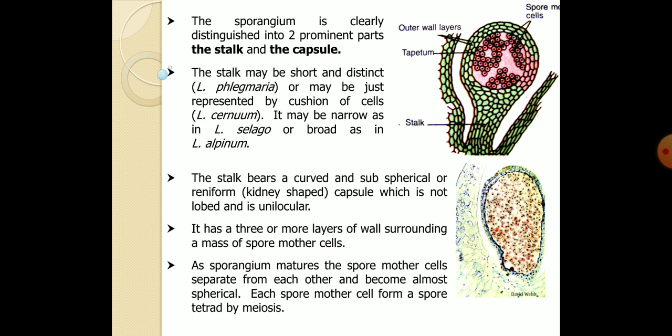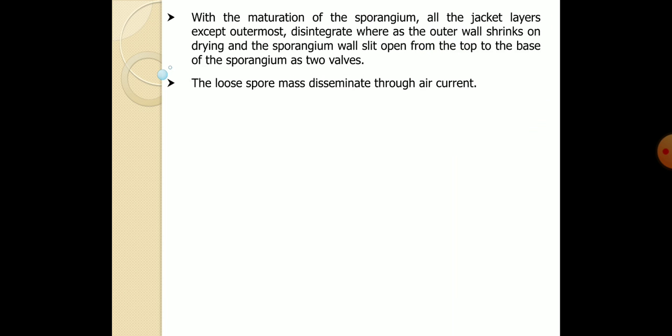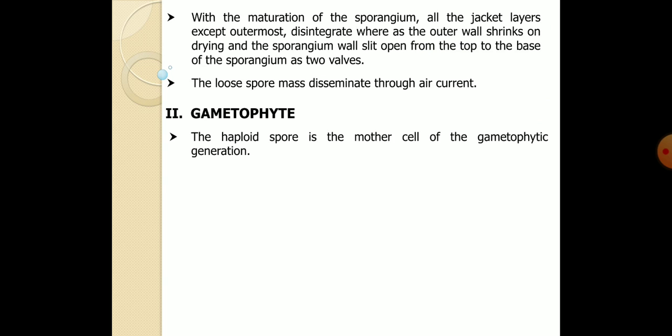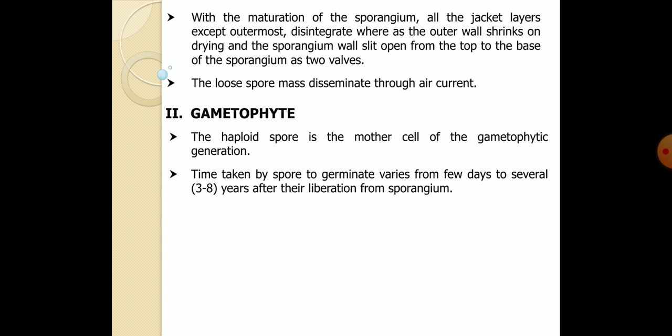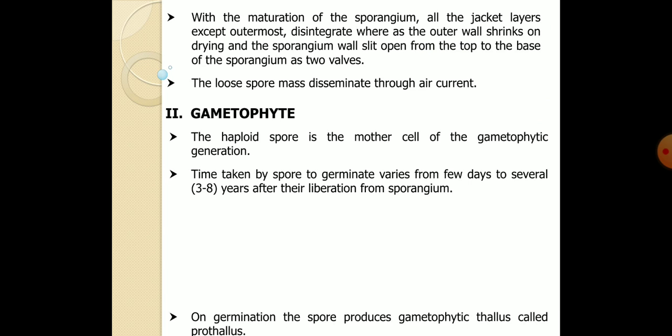When the sporangium matures, the spore cells separate out and each becomes spherical. At maturation of the sporangium, all jacket layers except the outermost layer disintegrate, whereas the other outer walls shrink on the drying of the sporangium, releasing spores to the air current. That means they will be spread through the air. Coming to the gametophyte, they are haploid spores, the mother cells of the gametophytic generation, taken by the spores, and this may vary.